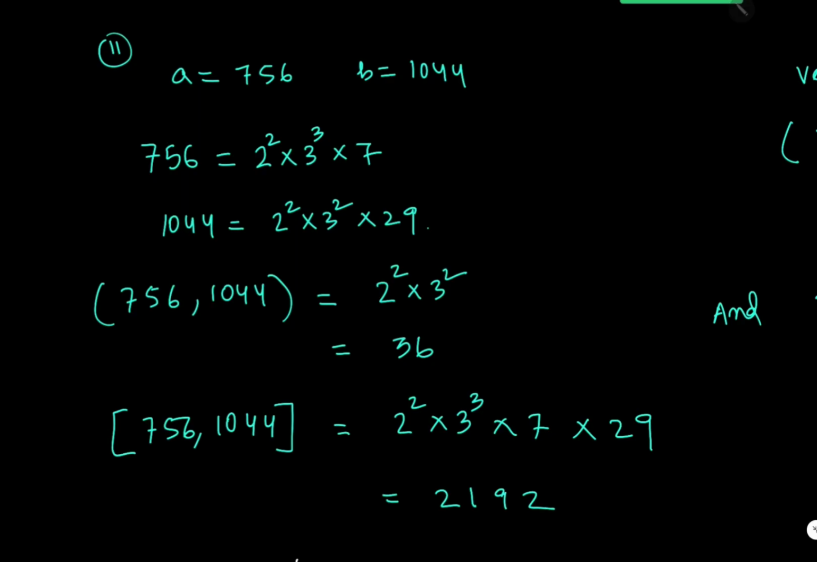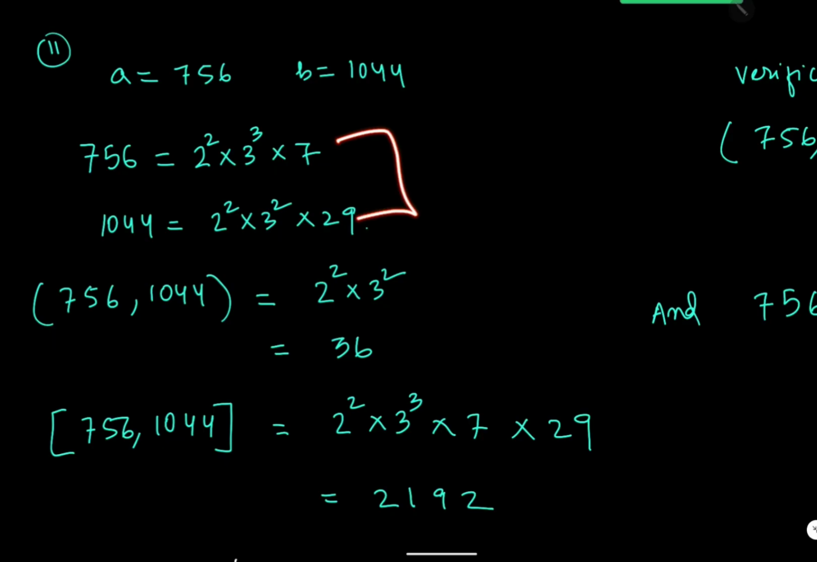36 is our HCF. And for our LCM, I have to take all the prime numbers that occur in the canonical decomposition, and I will also have to take the greatest power of the prime numbers. For 2, the greatest power is 2. For 3, the greatest power is 3, so I have taken 3, 7 and 29. The power is 1. If you compute the product, you will get 22192.